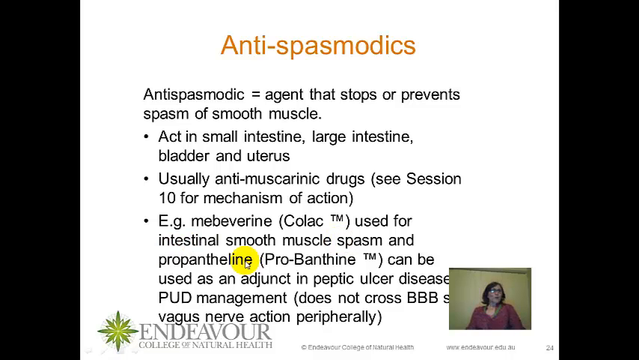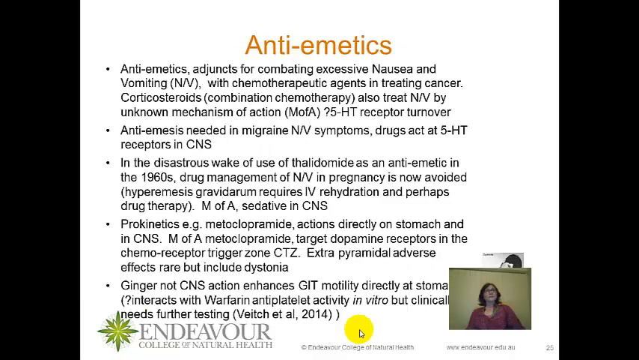And propantheline, sold under the brand name Probanthine, can be used as an adjunct in peptic ulcer disease to help manage the symptoms. Now, in both cases, there is not a significant crossing of the blood-brain barrier into the CNS to affect the vagus. It only has its actions peripherally at the vagal postganglionic receptor.